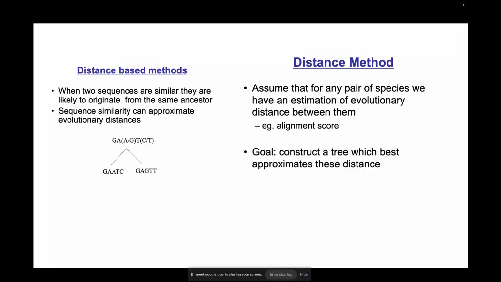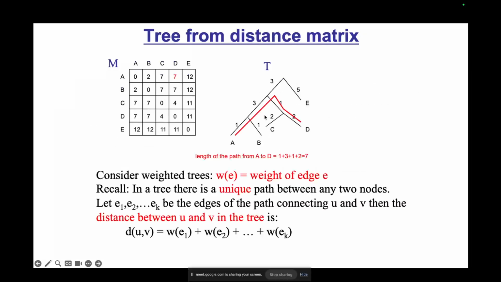Now you have, say for example, gotten this set of sequences. Now, based on distances, you are trying to construct this tree, right? So assume that for any pair of species, we have an estimation of evolutionary distance between them. So, for example, the alignment score that I was talking about, and your goal is to construct a tree which best approximates this distance. Now, how do you construct a tree from a distance matrix?